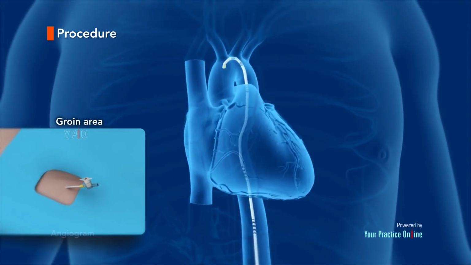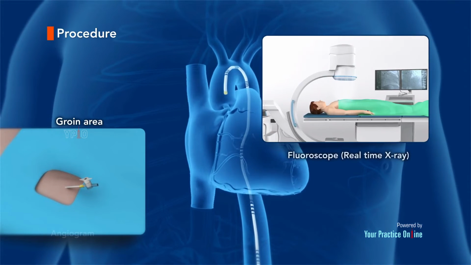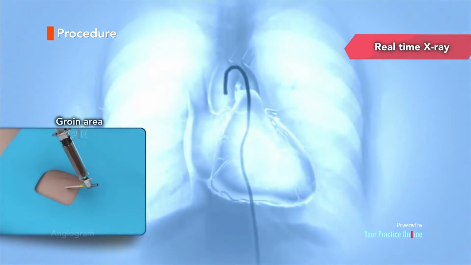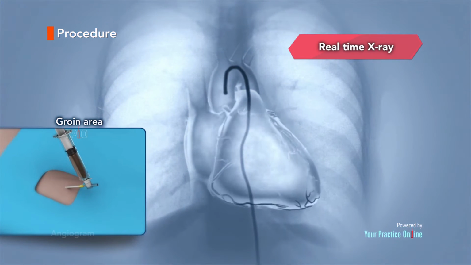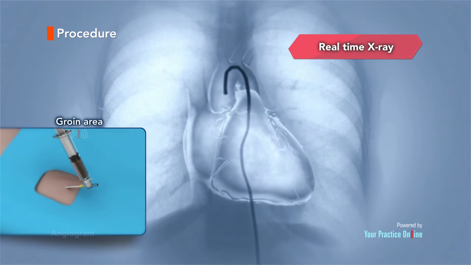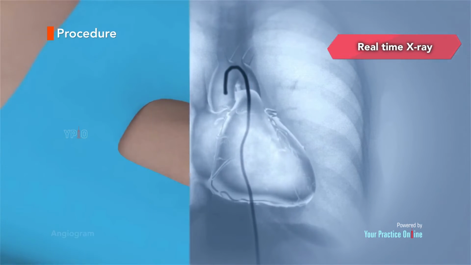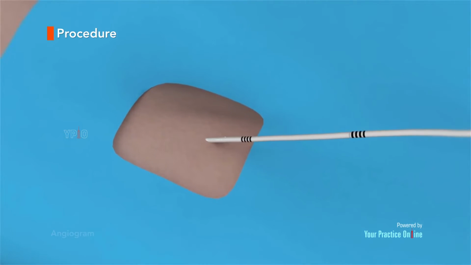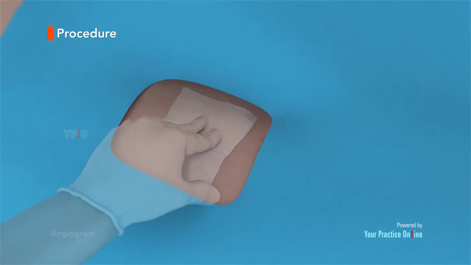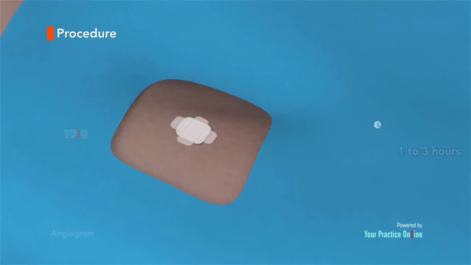A fluoroscope, real-time X-ray, will be used to monitor the path of the catheter in the blood vessel. The iodine dye will be injected through the catheter and many X-ray images will be taken. You will be asked to hold your breath for a few seconds. After the angiogram, the catheter will be removed and pressure applied to the needle site to stop bleeding. The site is then covered with a bandage. The entire procedure takes 1 to 3 hours to complete, depending on whether other procedures are performed, such as angioplasty.